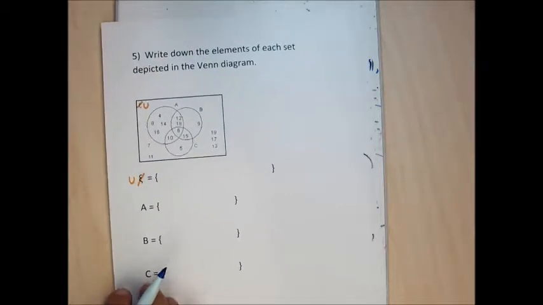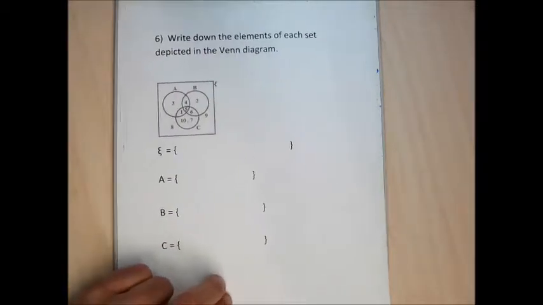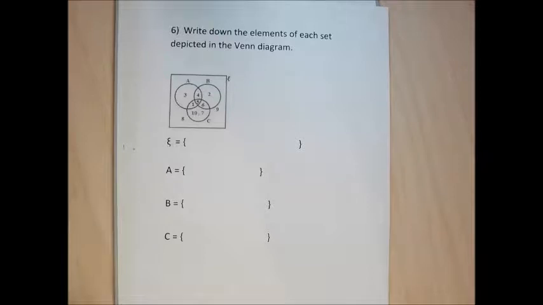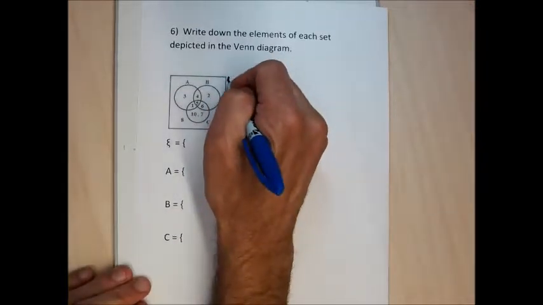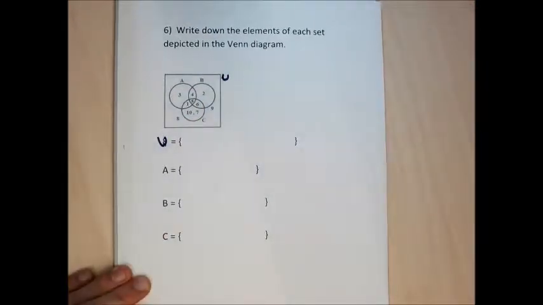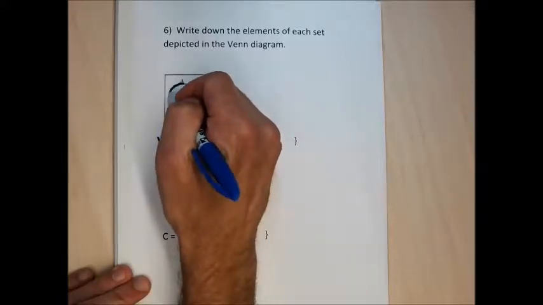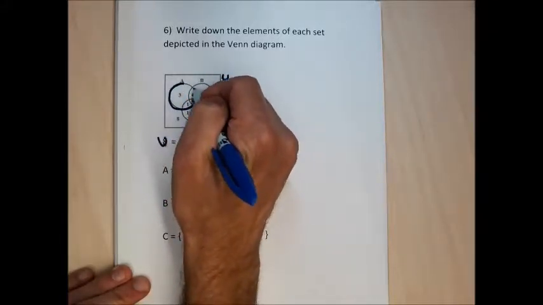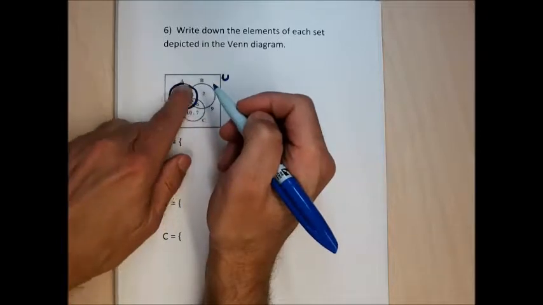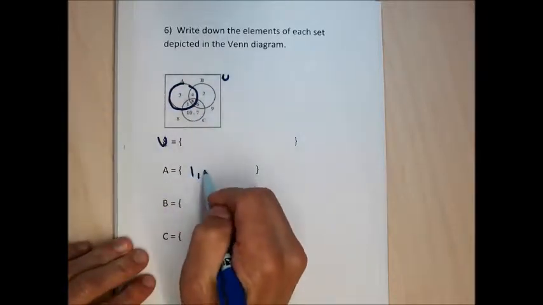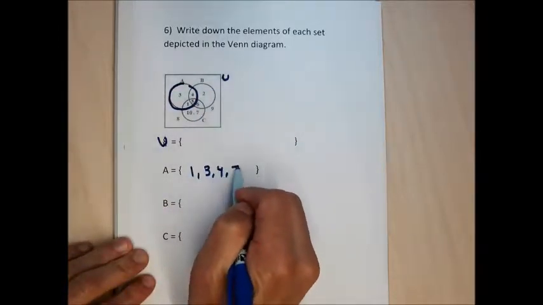I'll do number 6. You can fast forward and not watch me do number 6 if you don't want to. Again, I'm going to change this Z to a U just to be consistent with myself. So first I'm going to find the elements of set A. I look at the A circle. There's 4 numbers in it. There's 1, 3, 4, and 5 inside the A circle. So set A represents 1, 3, 4, and 5.